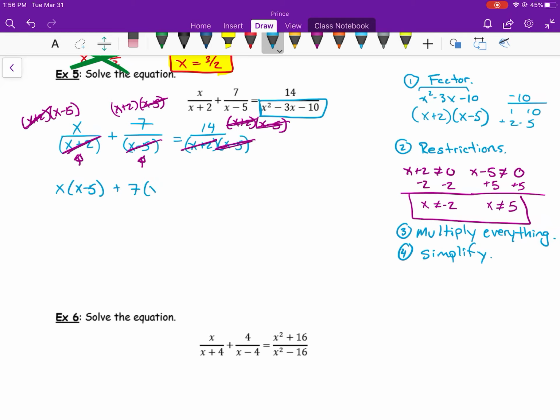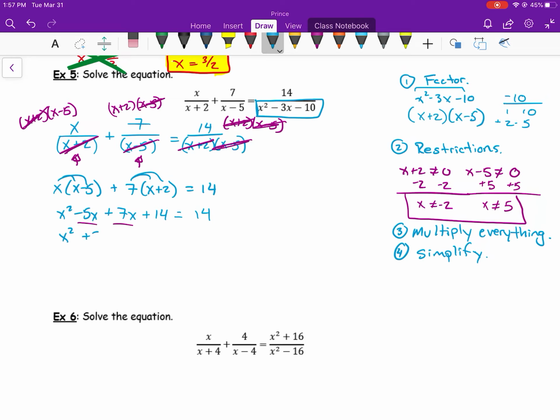So we get x times x minus 5 plus 7 times x plus 2 equals 14. So let's simplify here. X times x is x squared. X times negative 5 is negative 5x. Plus 7x plus 14 equals 0. Combine like terms. Let's get the purple back out. Why did I put 0? It's a backtrack step. That should be equals 14. Jumping the gun. Okay. So I got x squared plus 2x plus 14 equals 14. Subtract 14. So x squared plus 2x equals 0.